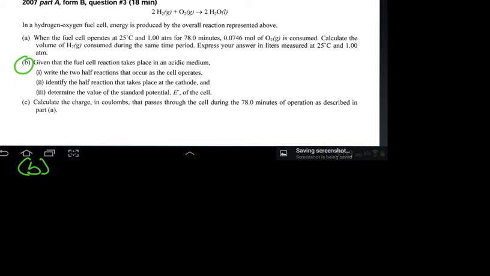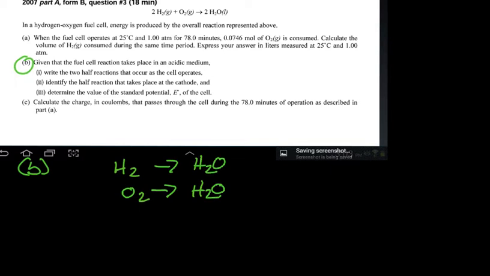Alright, in part B, they want to know, since this is the reaction, write the 2 half reactions that occur as the cell operates. And so it seems pretty simple, like you might just go hydrogen goes to water, or you might be tempted to do H+, and for the second one you might say oxygen goes to water as well. But remember that whenever we're doing either electrolysis of water, which is the reaction that's reverse of this, or going the way that we're going here, it's a good idea to balance these out.